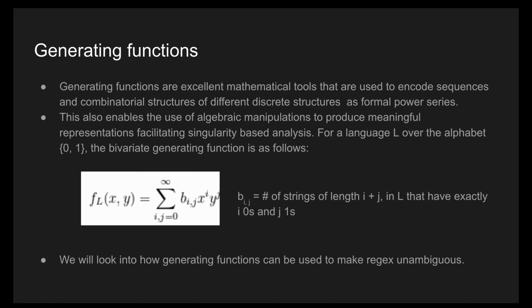L(x, y) equals the summation from i, j equals 0 to infinity, b_ij x^i y^j, with b_ij being the number of strings of length i plus j in L that have exactly i 0s and j 1s, and x^i y^j representing the string itself. We will look into how generating functions can be used to make regex unambiguous.